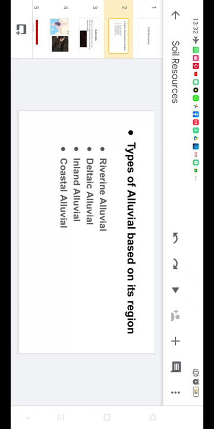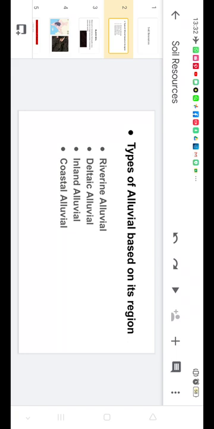Now the coastal alluvial. This soil is found along the coastal belt in Peninsular India. It is a mixture of clay and sand. It is of tidal origin and it will be a little saline in nature. I hope you have written down what I said.